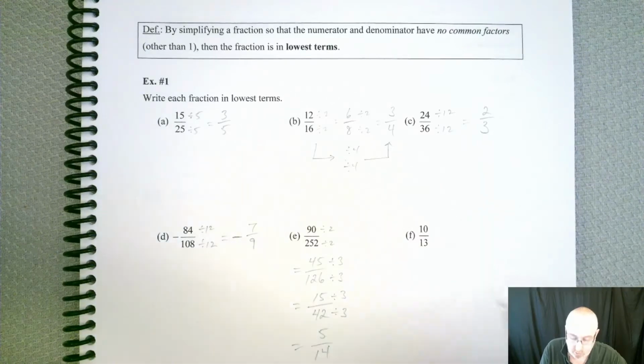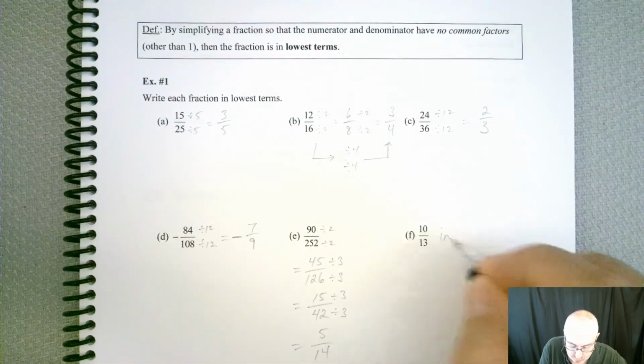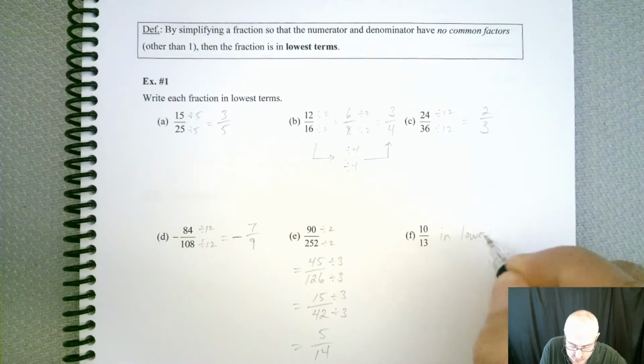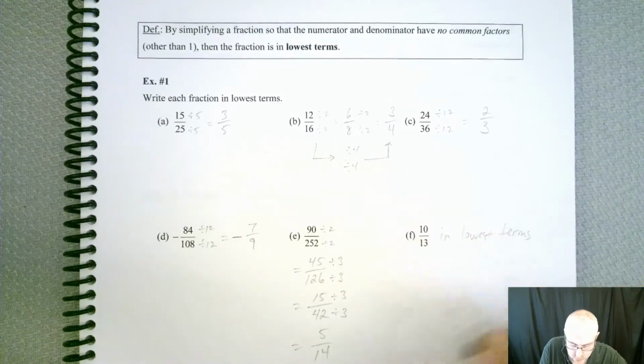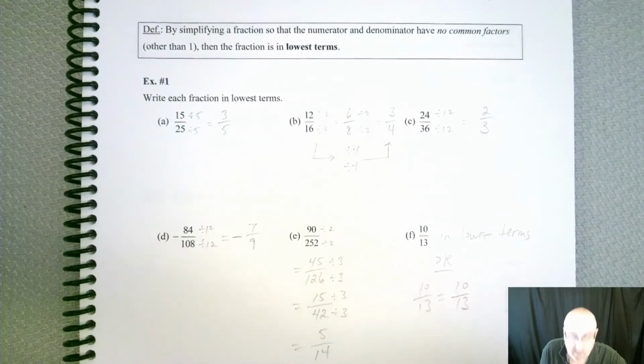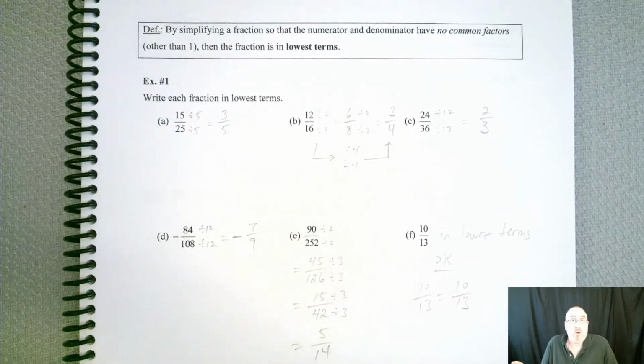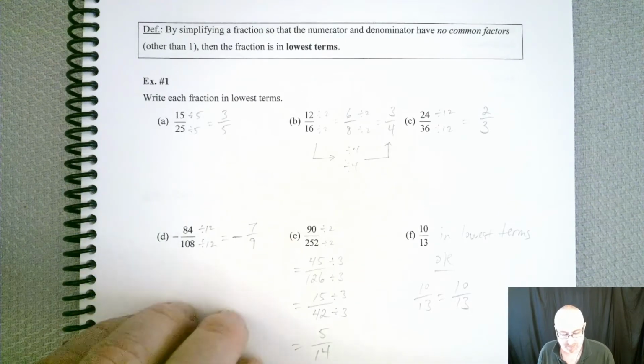So you can write it one of two ways. I would write in words "in lowest terms," or you could say 10 over 13 equals 10 over 13. That kind of shows me that you can't do anything with it. But don't just write 10 over 13 and nothing else with it, because I don't know if you're writing the problem down or if that's your answer. So definitely show something that kind of indicates what the answer is.